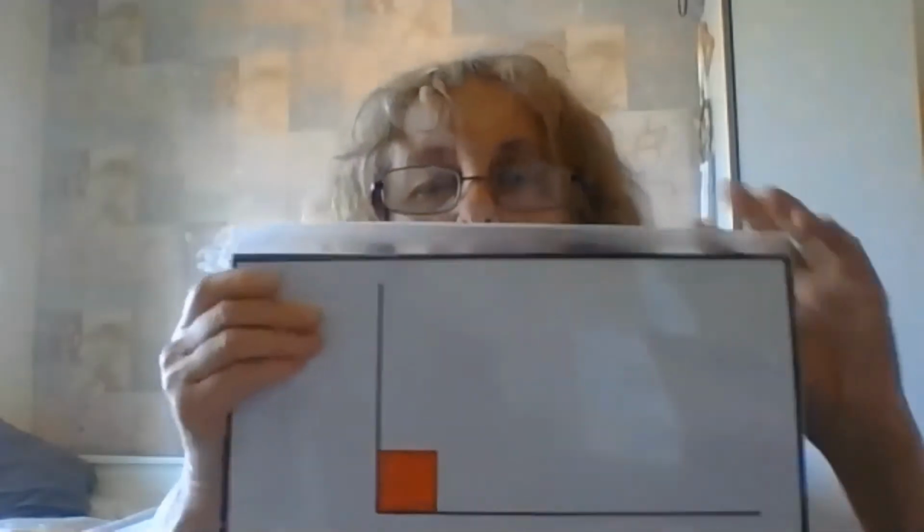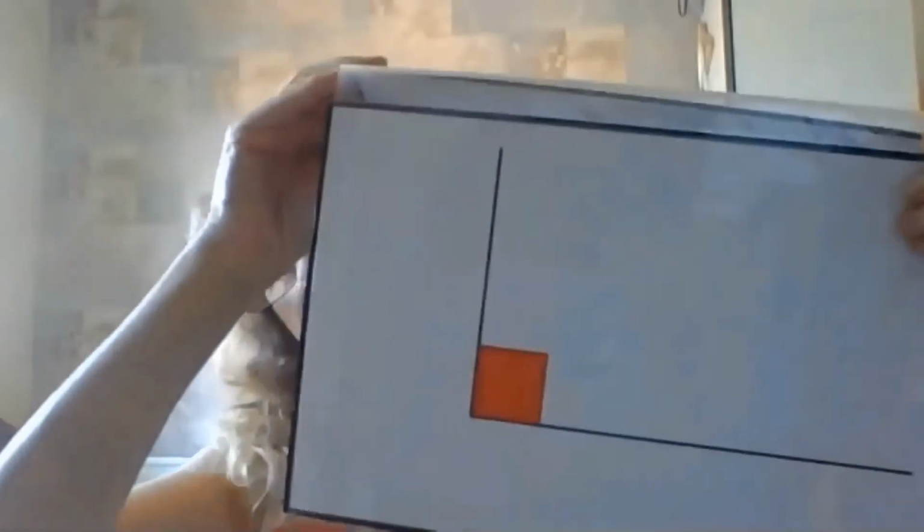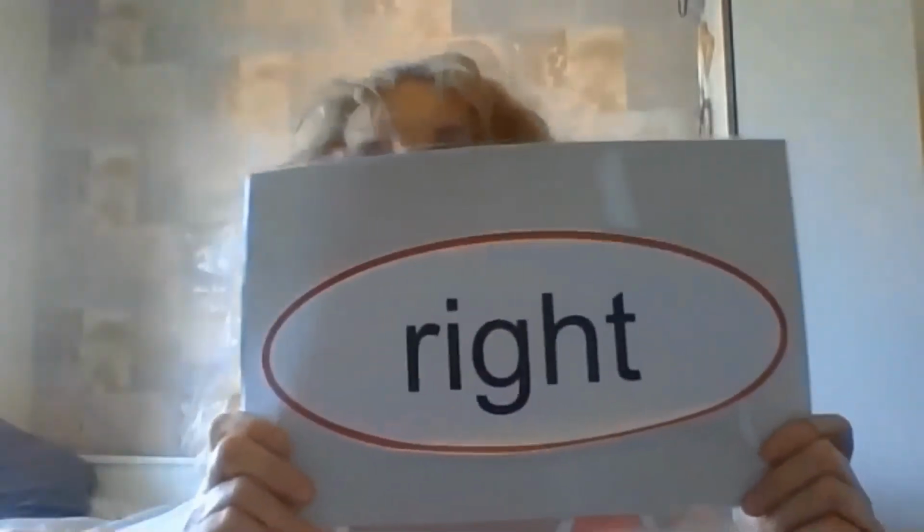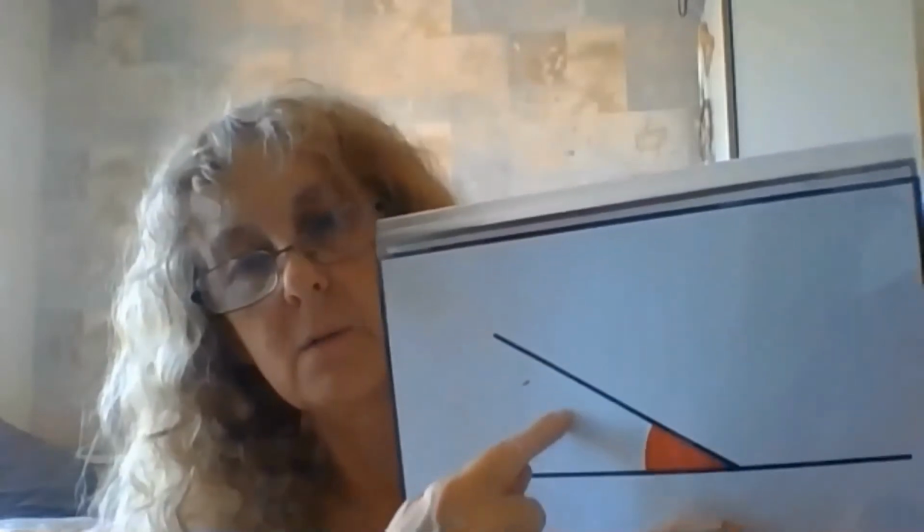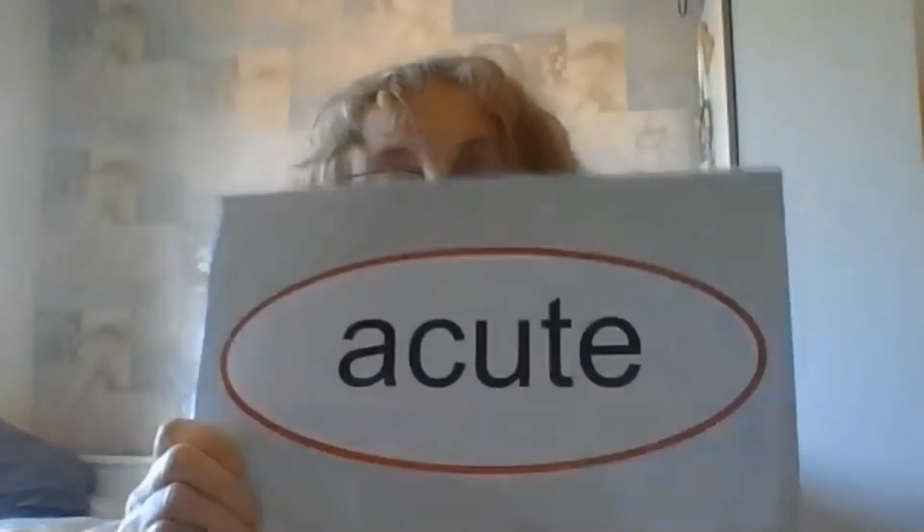Let's see if you remember them. So what do we call this one? Yes, it's a right angle. Get that one right. What about this one then? And don't forget, this is what I am measuring. What do you think that one is? It's called an acute angle, and that one actually measures 30 degrees.